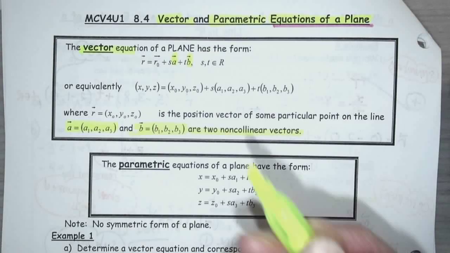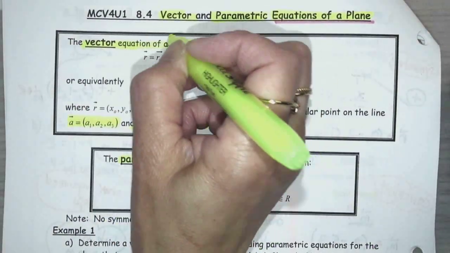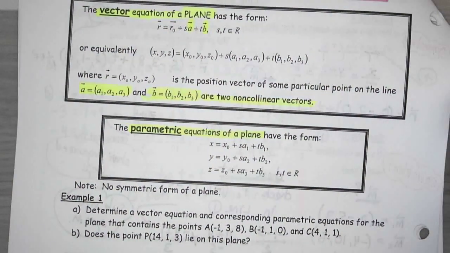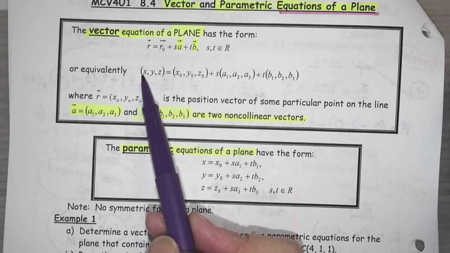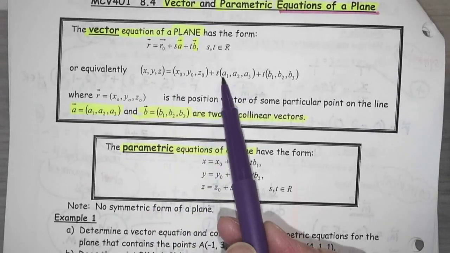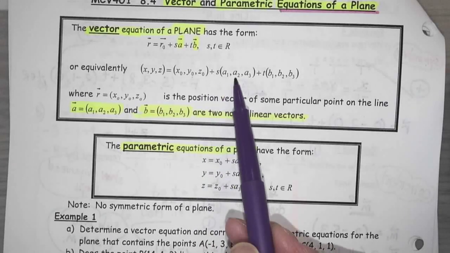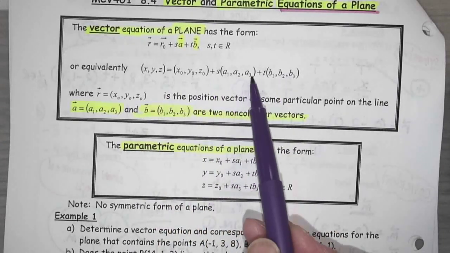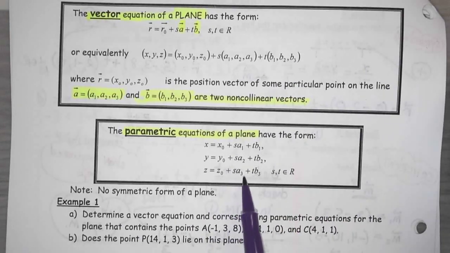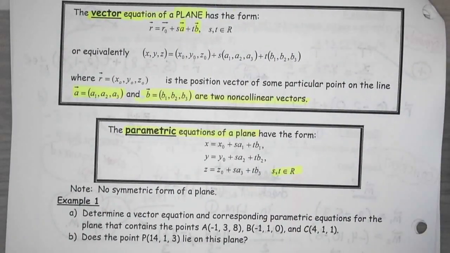So vector. Parametric of a plane will have the same form as the other parametric, which means that we're going to take the x with the x naught and the sA1 and the tB1. And then the y with the y naught, sA2 and the tB2. And the z with the z naught and the sA3 and tB3. Okay, so that's all this is saying. And then now you have to write both s and t are elements of the real numbers. So you have to have both. Right?